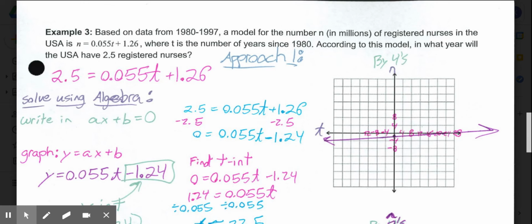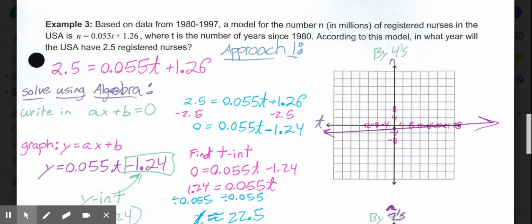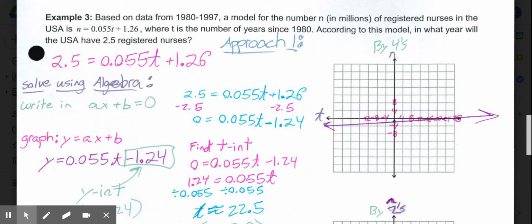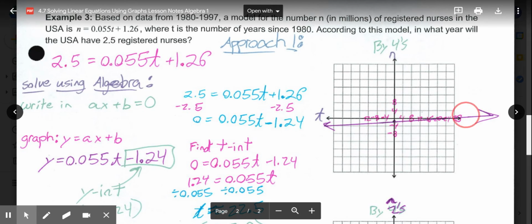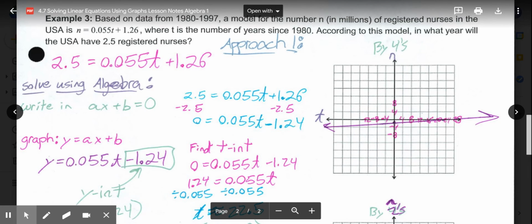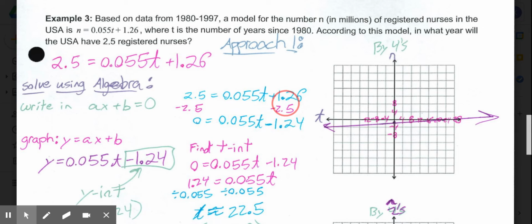So the first approach is we can solve this using algebra and then graph that line to see where it crosses the x-axis to get our answer for how many years. So in this first approach, we want to use the algebraic approach and the graphing. To solve this for t, I'm going to do that right here. We want to solve for whatever t may be.